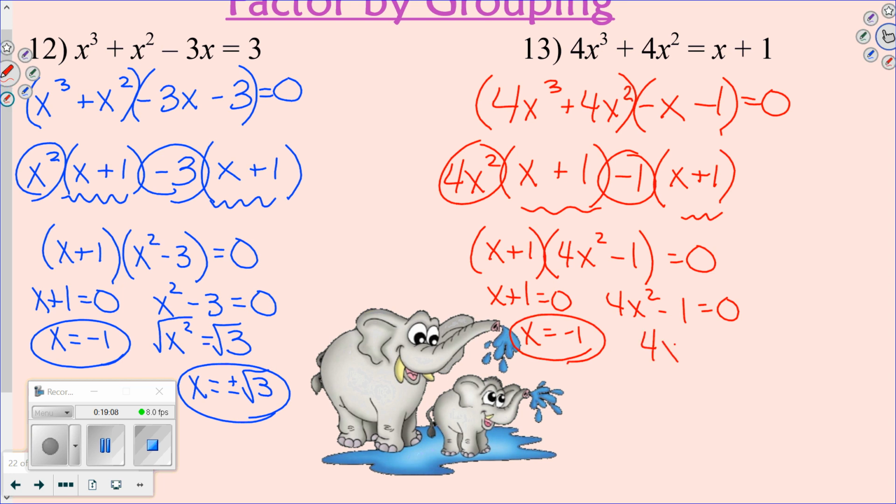Here, we'll have to add the 1 and then divide by 4. So x squared equals 1/4. Square root top and bottom. What's the square root of 1? Square root of 4. And don't forget, plus minus.